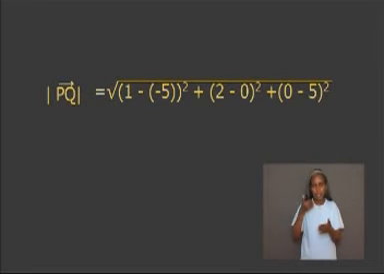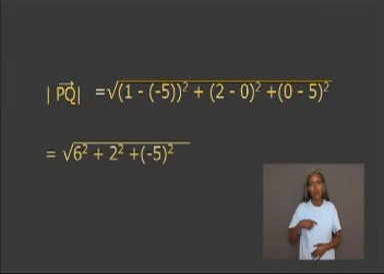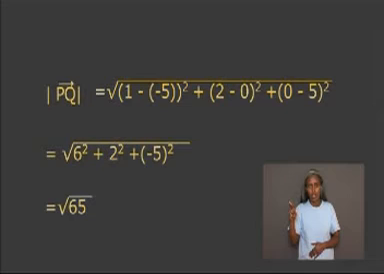That means we are subtracting -5 from 1, 0 from 2, and 5 from 0. As a result, we must find the root of the sum of 6 squared, 2 squared, and -5 squared. The magnitude of vector PQ is the square root of 65. If those were your answers, well done.